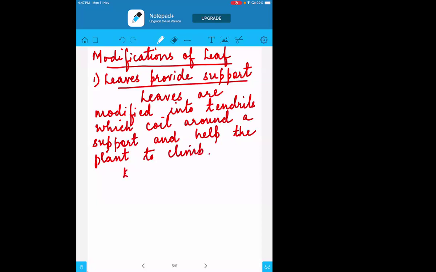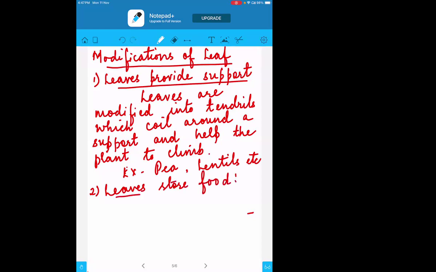So for example, in the pea plant, the tendrils will be there, and with the help of those tendrils the plant will be able to get support. Then lentils, etc. Second point is leaves store food. Some leaves like cabbage and spinach, we are eating them, right? Why are we able to eat them? Because they have stored the food in the leaf part.